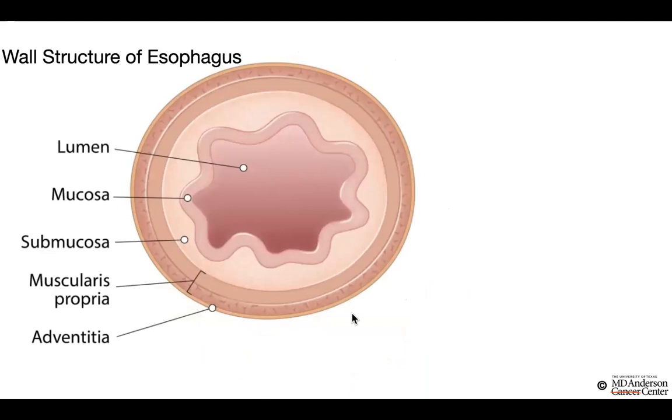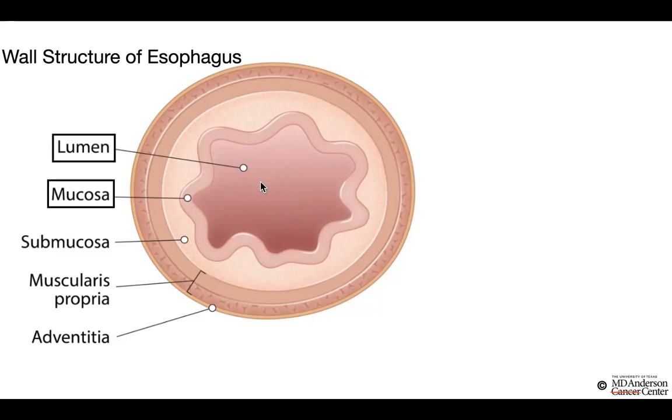Let us learn about the structure of the esophagus. As you can see here, this is the lumen of the esophagus. The typical size of an esophageal lumen in an adult is about 30 millimeters. That's the diameter of an adult esophagus. And if the diameter becomes smaller, we have problems with swallowing, and we develop difficulty swallowing, otherwise known as dysphagia.